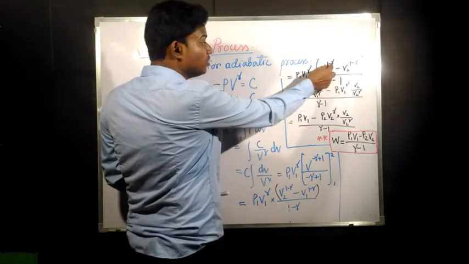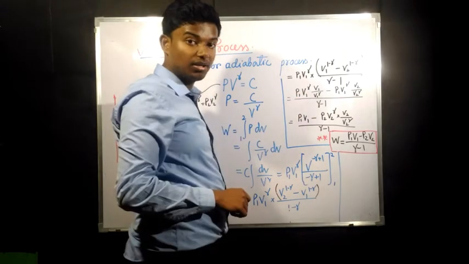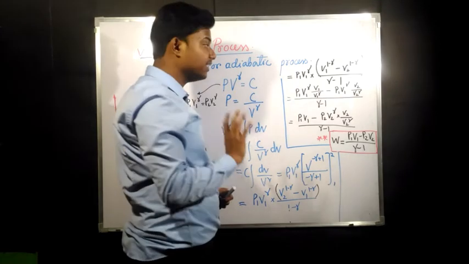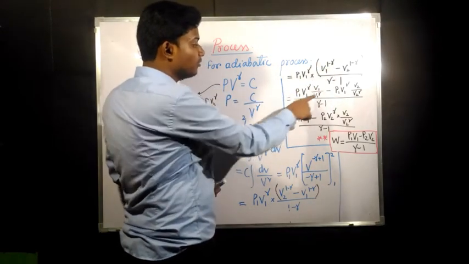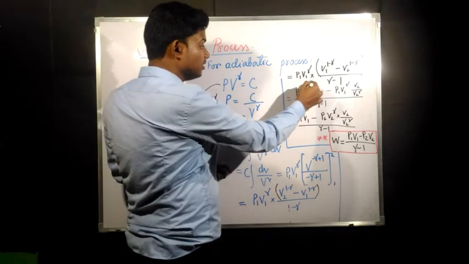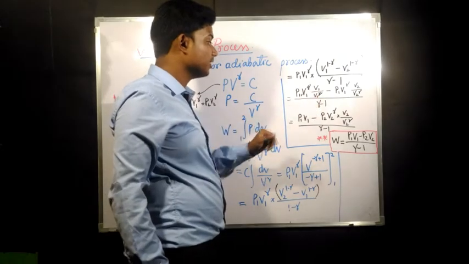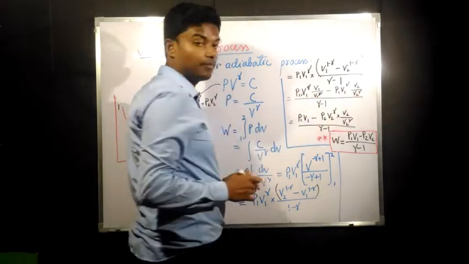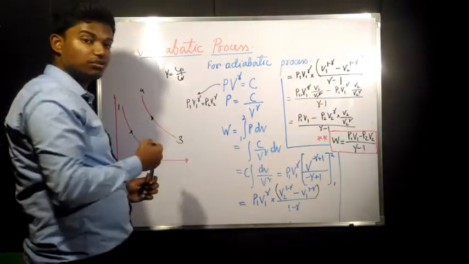Now V1 to the power 1 minus gamma, we can write it like this, V1 by V1 to the power gamma. We can easily write it like this, simply by the indices formula. Now from here this part and this part will get cancelled. V1 to the power gamma and V1 to the power gamma will be cancelled, so remaining will be P1 V1. Now here, P1 V1 to the power gamma we can replace by P2 V2 to the power gamma.